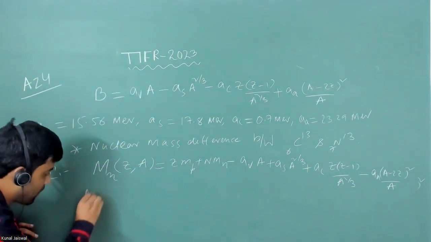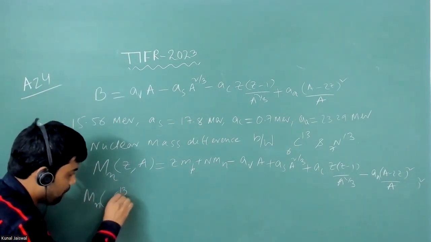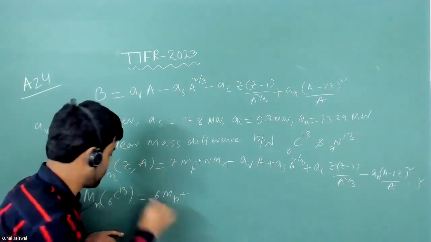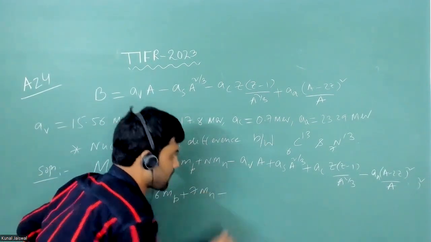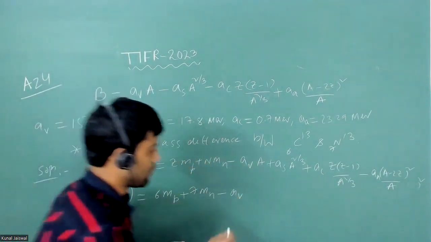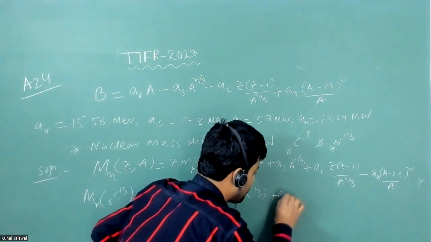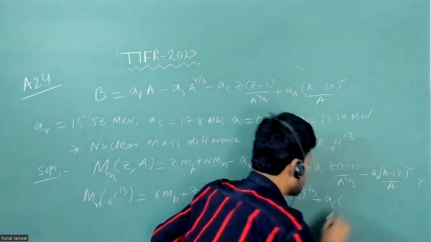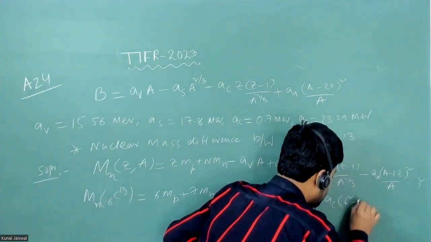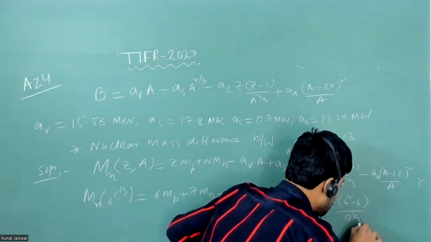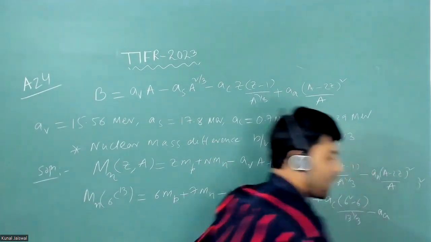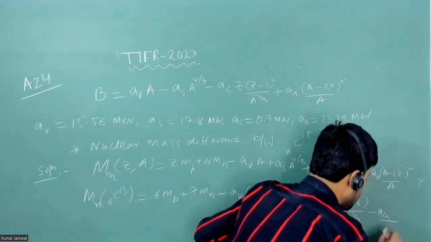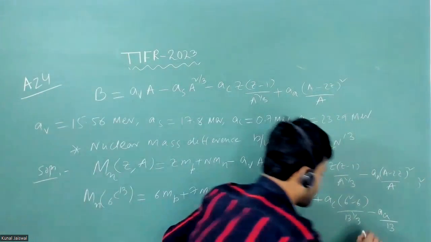I can write the nuclear mass of carbon-13 as 6 Mp, since Z is 6, plus 7 Mn, since N is 7, minus AV times 13, then the AS term with 13 to the power 2/3, and then the Coulomb term AC times (6 squared minus 6) divided by 13 to the power 1/3. Finally, the asymmetric term: A is 13, 2Z is 12, so the square is 1, divided by 13. I'll call this equation number 1.